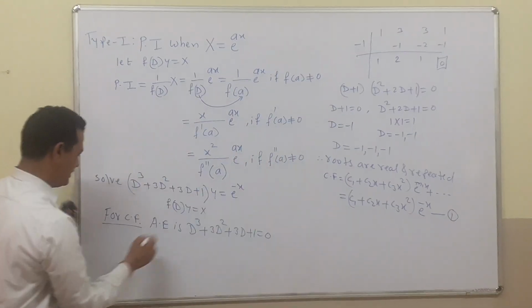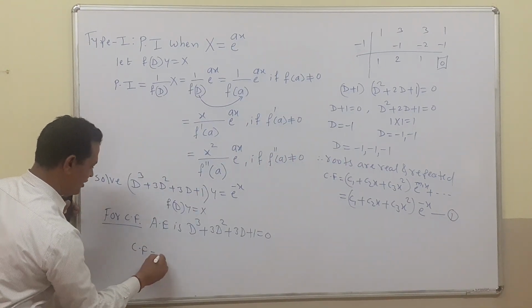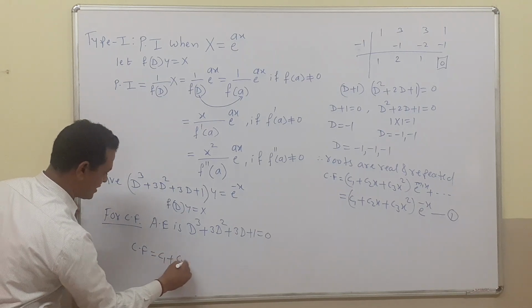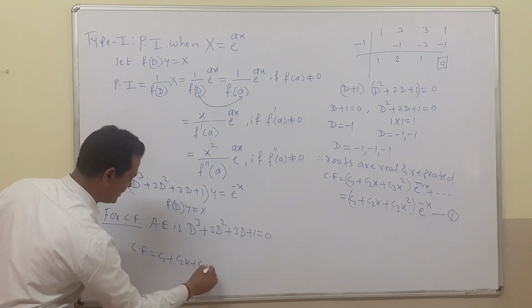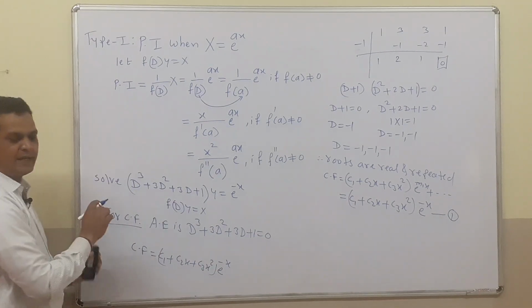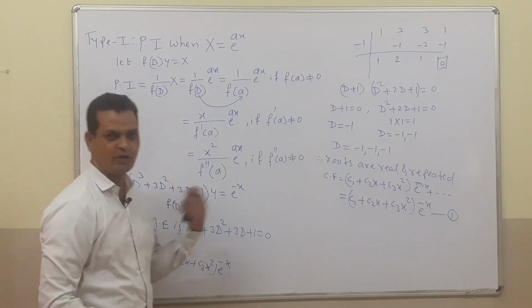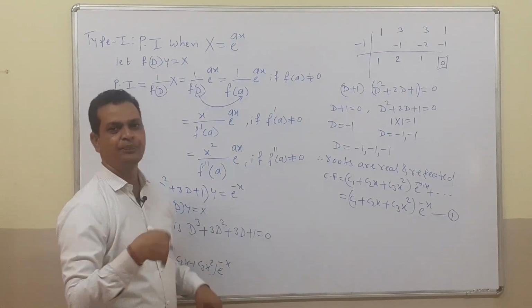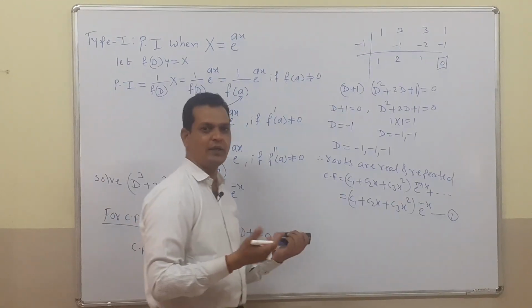So for our simplicity, we can write complementary function here. Complementary function is c1 plus c2x plus c3x square into e raised to minus x. So this is the first solution, complementary function. Now let's obtain the second solution, which is called particular integral.